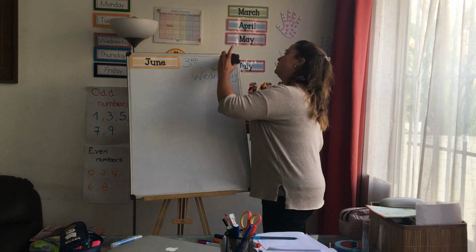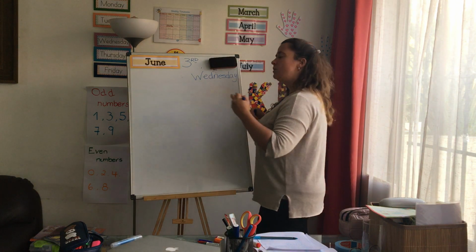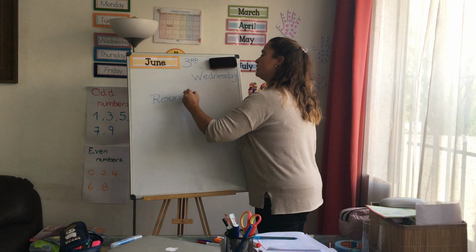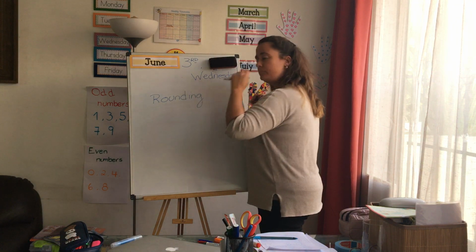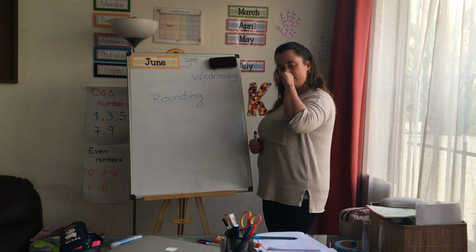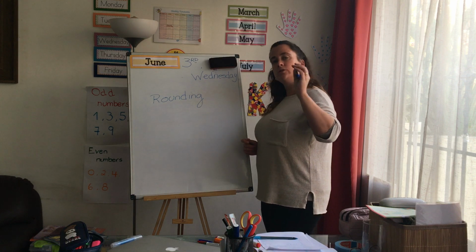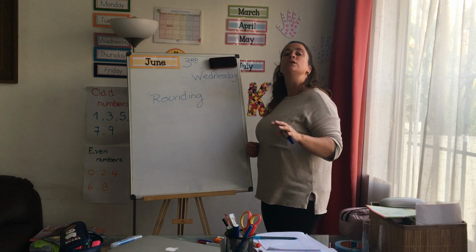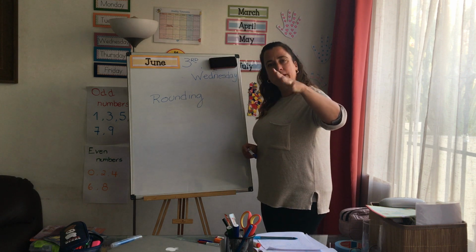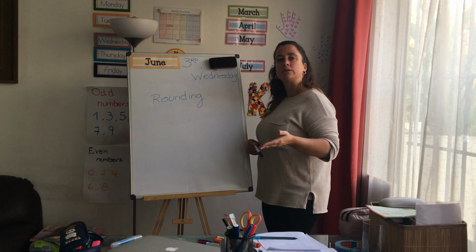As we saw yesterday in class, we saw something that is called rounding. Right? When we put the number and we round it to the nearest 10, to the nearest 100, to the nearest 1,000, to whatever we want, it's to make an estimation. It's an approximate. It's not an exact number. Right?